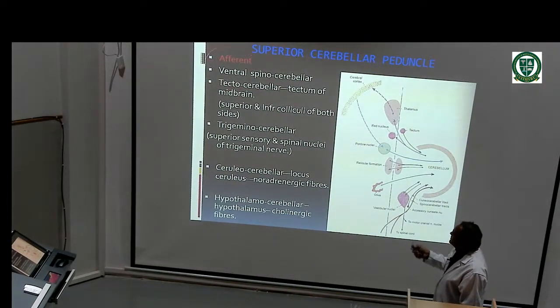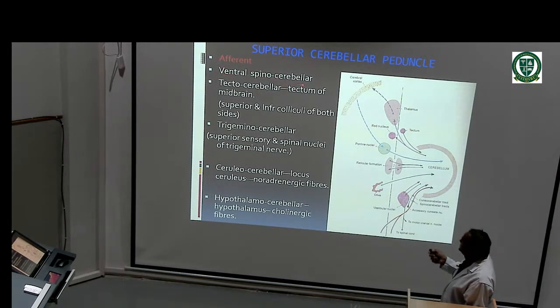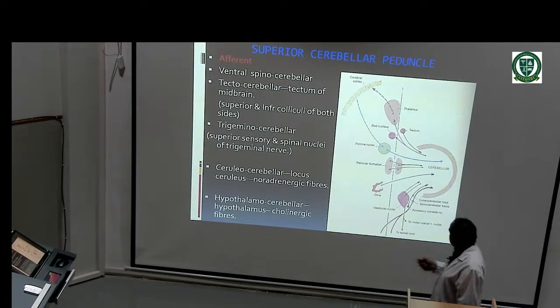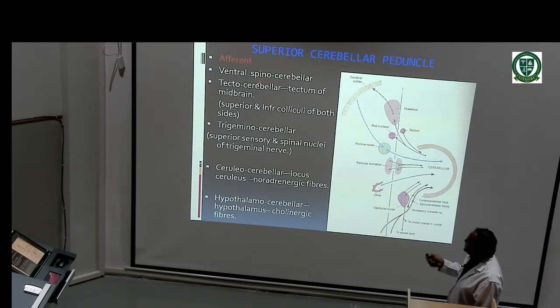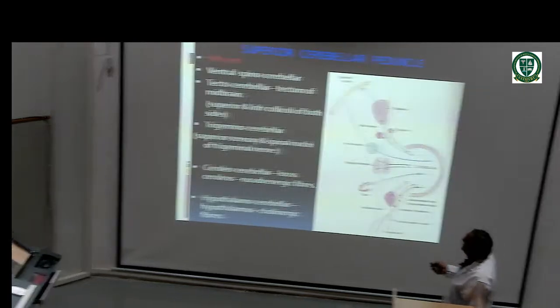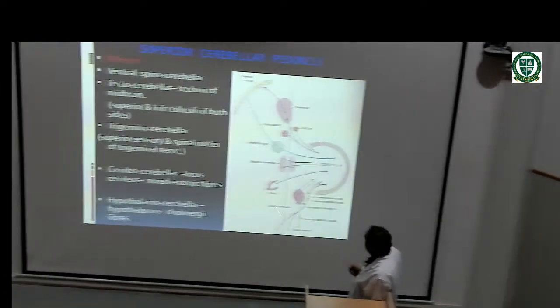So afferent fibers present in the superior cerebellar peduncle. Ventral spinocerebellar fibers. Spinocerebellar means they arise from the spinal cord. Okay, they are the ascending fibers. They form the ascending tract. From the spinal cord, they will ascend upwards. Okay, they will enter into the cerebellum through the superior cerebellar peduncle. Actually, it should come like this.